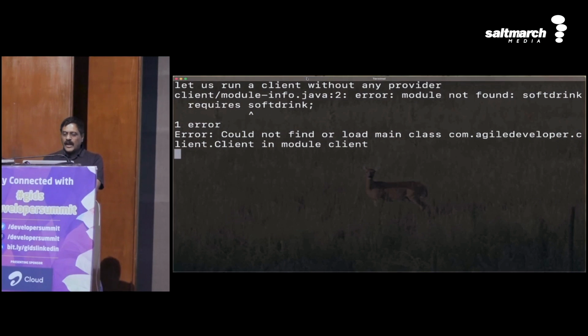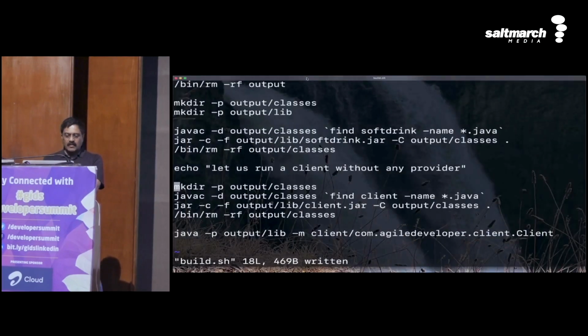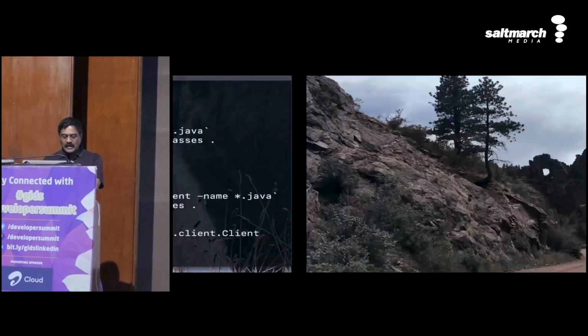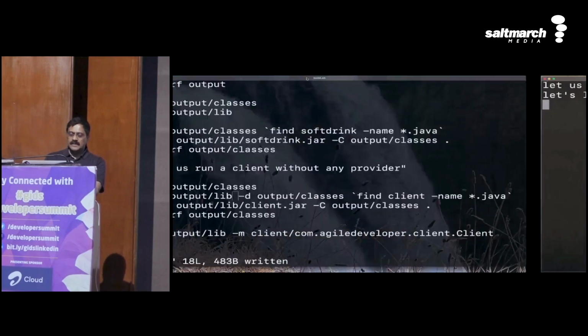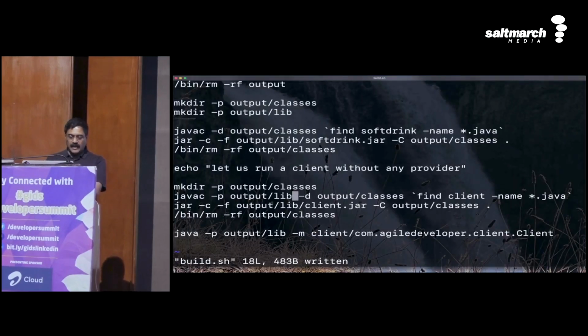It says requires soft drink, and it's complaining, what in the world are you talking about? I don't find it. So I'm going to say -p output/lib, because that's the module path where the soft drink is located, right? So I'm going to bring that in, and it says, let's look for soft drink. Now it's time for us to actually write the code, isn't it? So what are we going to do right now?